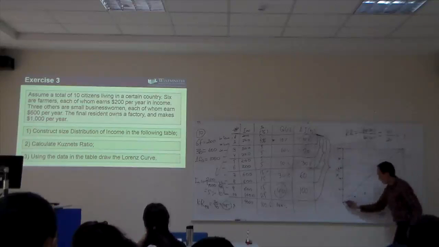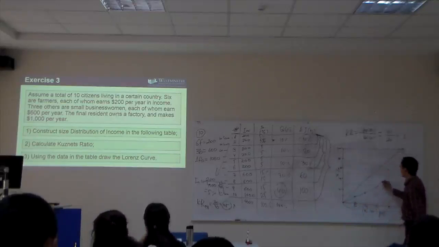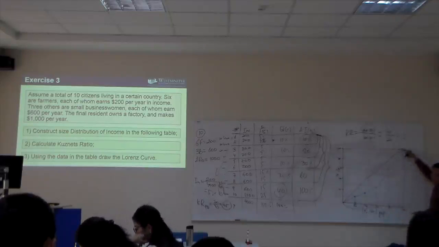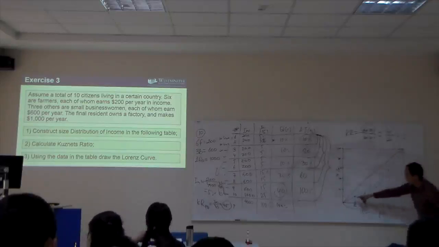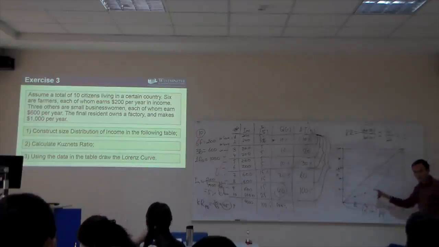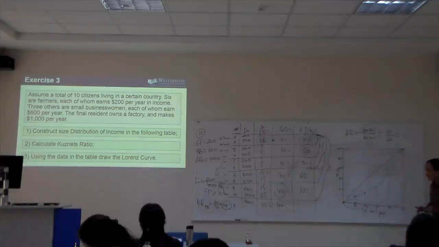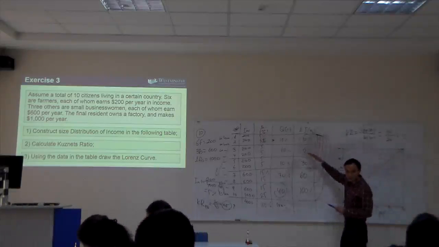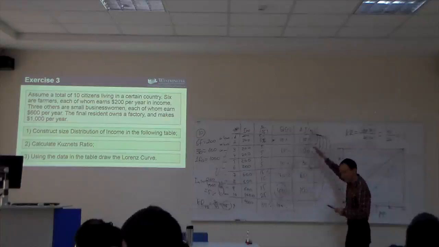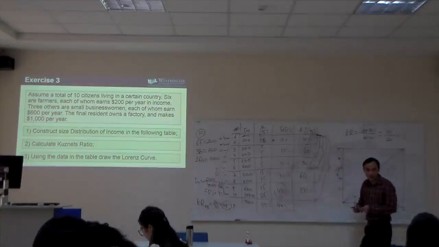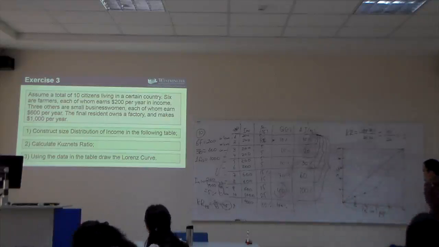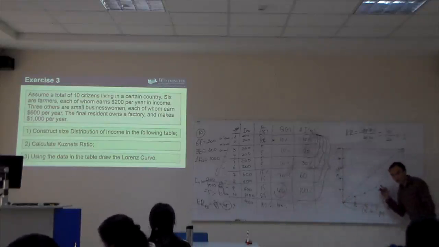If you connect all of these dots with a line like this, and the last 100% they receive 100, yes? So it will give us the Lorenz curve. It is the Lorenz curve. Because of that, we need these numbers, accumulated income. Okay, good.